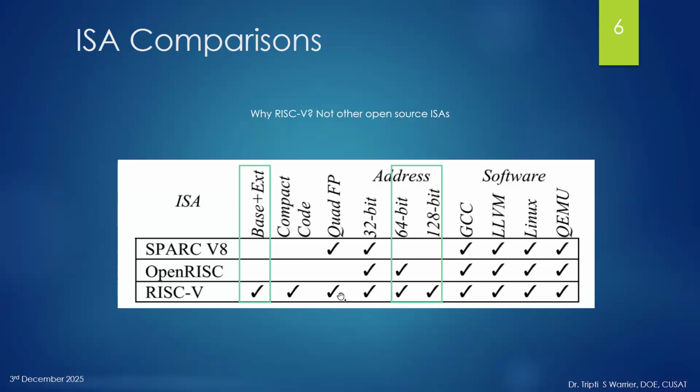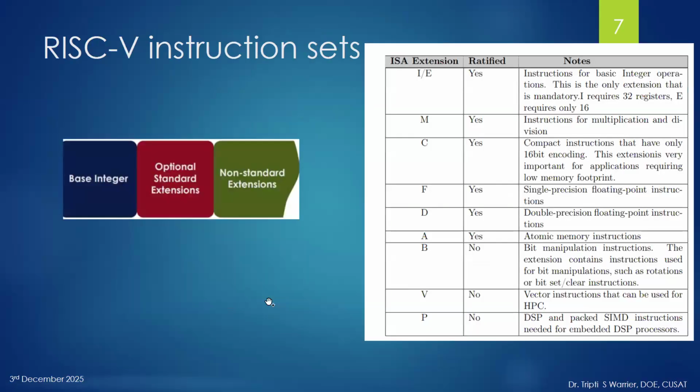Then quad floating point operations are available in RISC-V. Other than 32-bit addresses, 64 and 128-bit addresses are supported in RISC-V. Then all these open source ISAs are supported by software such as GCC, LLVM, and Linux. So in terms of software, all of them look similar, but the hardware features are different. So clearly we see that there are many advantages if you use RISC-V.